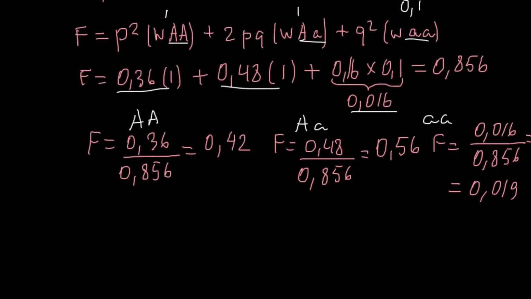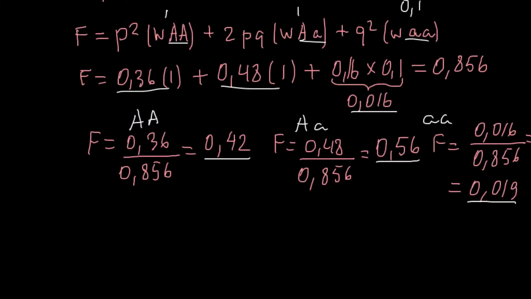0.019. Now let's check if we add all these new frequencies, we are going to get 1. So 0.42 plus 0.56 would be 0.98 plus 0.019. This is almost 1, not 1 exactly, but very close, so we can round this number to 1. So far so good. And now we have only the last step left.